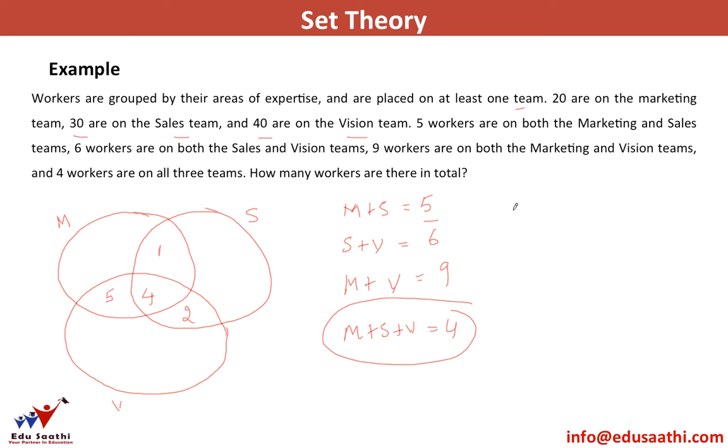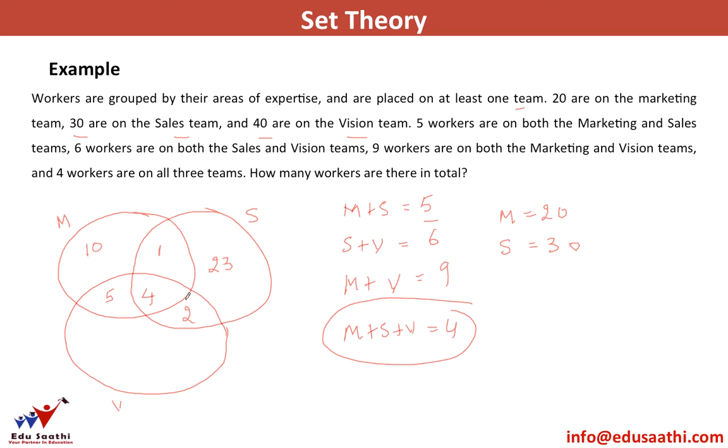Now I knew that the people working on the marketing team, M, is equal to 20. So I already have 5 plus 4 plus 1, 9 here. Sorry, 10 here. So people only in the marketing team are just 10. Then let's look at the second figure. I have the sales team comprising 30 people. This is the circle for sales. I have 4 plus 2, 6, and 1, 7 already here. 30 minus 7 is 23.